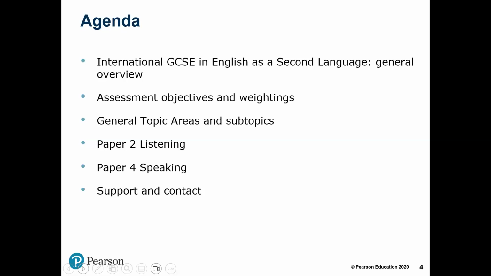So our agenda looks very much like this. We're going to have a look at the overview of the specification, assessment objectives, weightings, and the topic areas. We'll go fairly quickly through that. And then we're going to look at paper 2, listening, and paper 4, speaking. And once we get there, we'll look at the support and contact that's available. And as I mentioned, we'll try and have a little break for just a few minutes between paper 2 and paper 4, just to enable me to pick up on any questions in the chat, and for you to grab a cup of coffee or whatever it is you'd like to do in the 5-minute break.